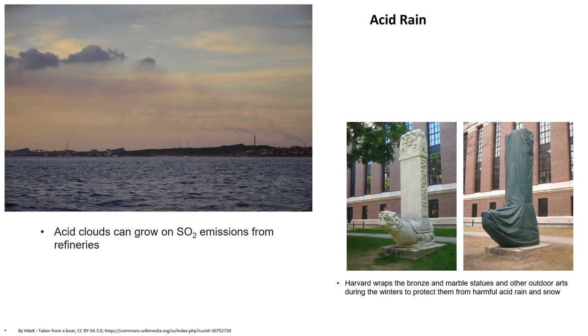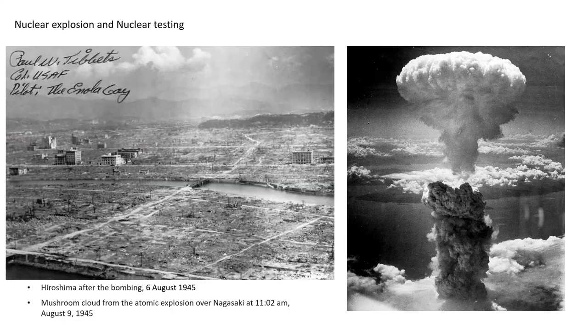It's very common to see colored clouds at the sunset hours in industrial zones. The acid clouds can grow on sulfur dioxide emissions from the industries or the refineries, and the rain afterwards is detrimental to the paintings and coatings of the buildings, giving them dull looks. Pictures, artifacts, and sculptures throughout the world are protected from these acid rains. Here is a picture set showing how the bronze and marble statues and other outdoor arts are wrapped during the winters to protect them from the harmful acid rain and snow.